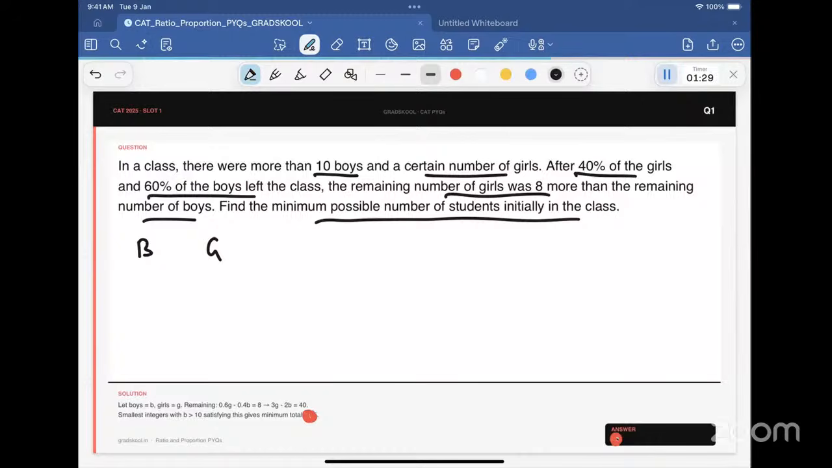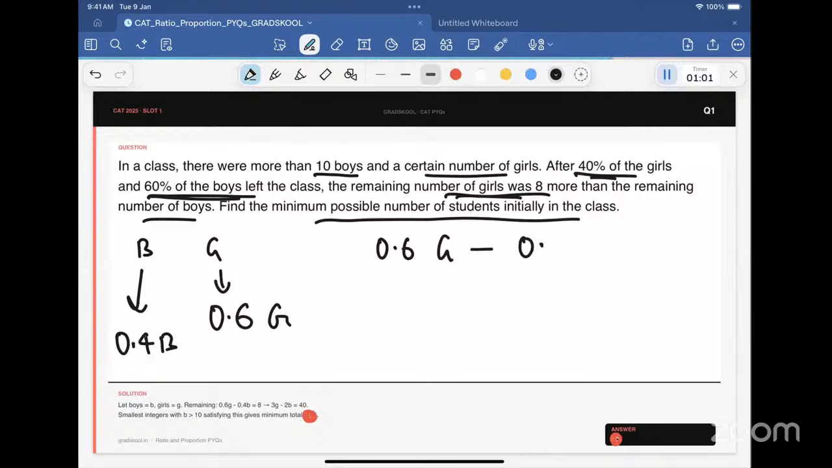Tell me something. 40% of the girls left the class. 40% left, so how many are remaining? 60%. So I can write 60% to be 0.6 times G. And 60% boys left, so remaining are 40%, that is 0.4 times B. Now it says the remaining number of girls was 8 more, so girls are more now. So 0.6 times G minus 0.4 times B should be equal to 8. Is the equation clear?